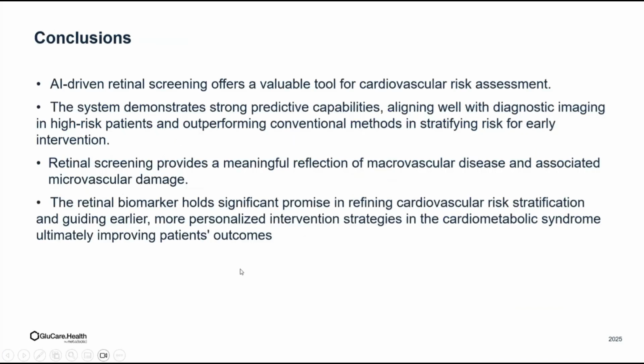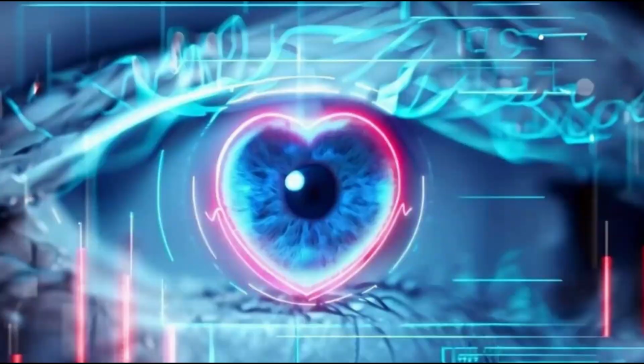So just to conclude, I want to say that this technology holds significant promise in refining risk stratification for our patients, enabling earlier, more personalized interventions, and ultimately improving patient outcomes. Thank you so much for your attention, and remember that the eyes may truly be the window to our patient's heart.